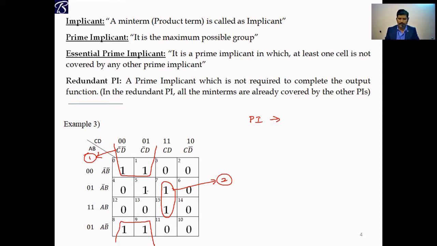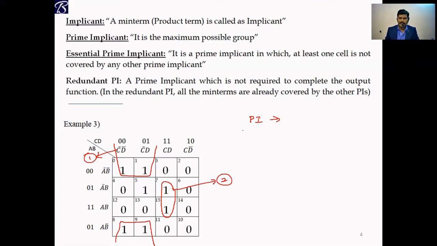Now the output function has not been completed. So to complete the output function, the cell number 5, this minterm is left. So we need to group it to complete the output function. How many possibilities are there? This 1 and 5 we can group, then the output function will be completed. And 5 and 7 also we can group to complete the output function. There are two possibilities to complete the output function, right?